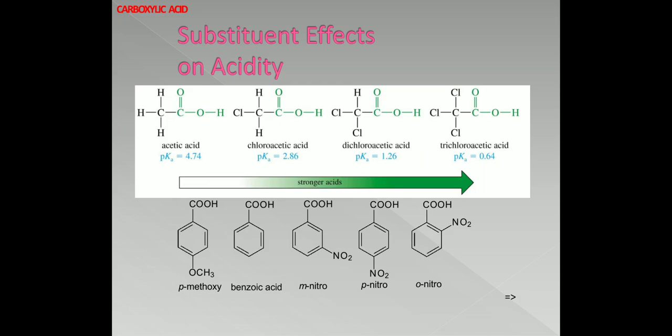So when we compare, we get these pK values. On that basis we can decide which one is more acidic and which one is less acidic. And this acidic nature can be explained on the basis of the inductive effect as well as the mesomeric effect.